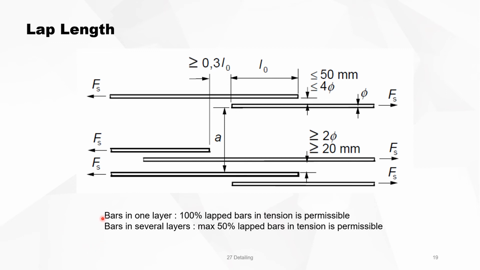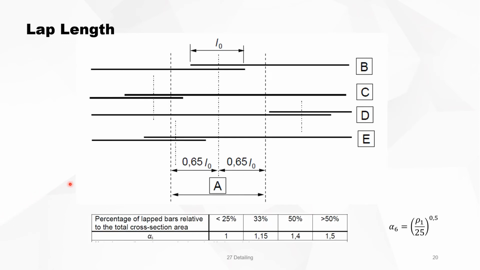For lap lengths, bars in one layer can be 100% lap bars in tension, that's permissible. For bars in several layers, only a maximum of 50% of the lap bars in tension is permissible. There are all kinds of rules. If you have 2 bars overlapping, then the clear distance between those 2 bars must always be smaller than 4 times the diameter of the bar. If not, then you have to add this distance to your lap length.